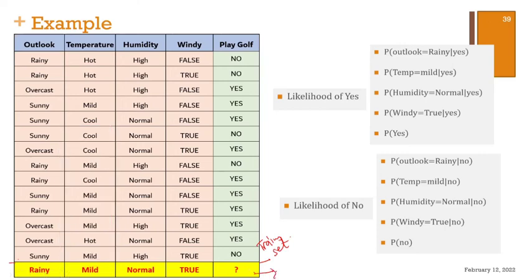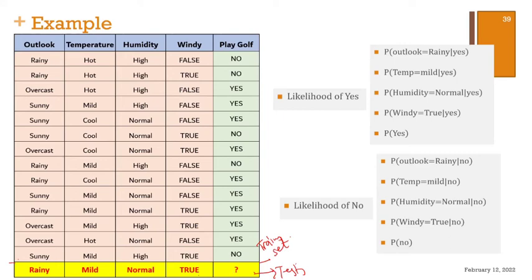They want to check if our model is correct. This is the testing set. Now you need to calculate: if we now have a new sample that is rainy, mild, normal for humidity, and windy is true, should they play the game?